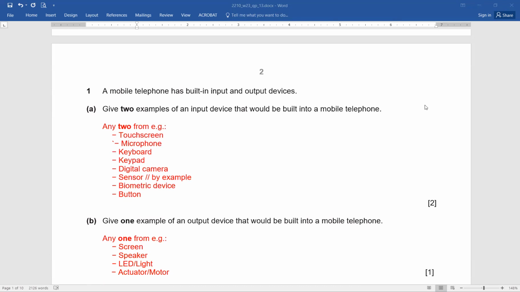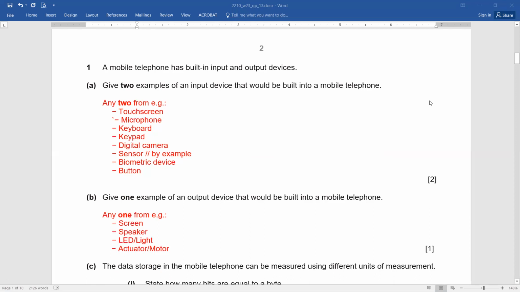Touch screen, microphone, keyboard, keypad, digital camera, sensors. Now, sensor, if you see any sensor that you think is a feasible one to be used, you have to give the example of that sensor also that is being used. Then similarly, biometric device and a button. So these were the answers that were expected from the students by mentioning the right input device. Please be cautious. It's dealing with the mobile phone. So you are not going to mention every single thing that comes to your mind regarding the telephone. You have to mention only the input devices that are used with your mobile telephone.